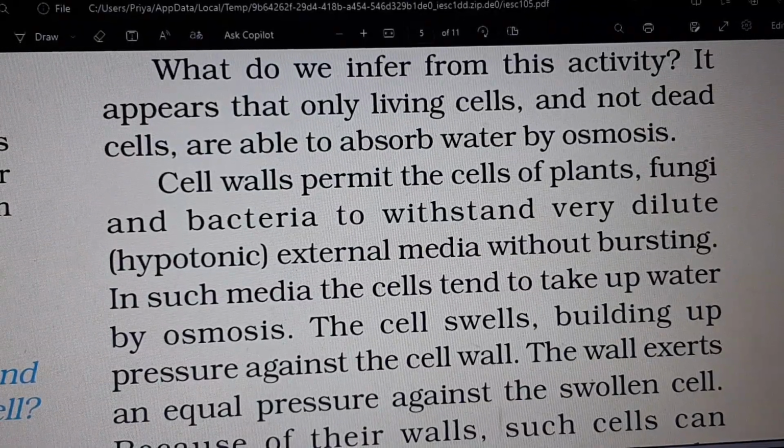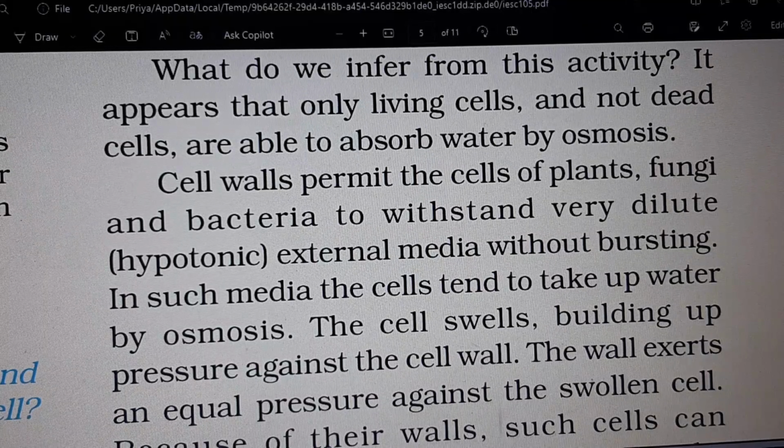What do we infer from this activity? It appears that only living cells, and not dead cells, are able to absorb water by osmosis.